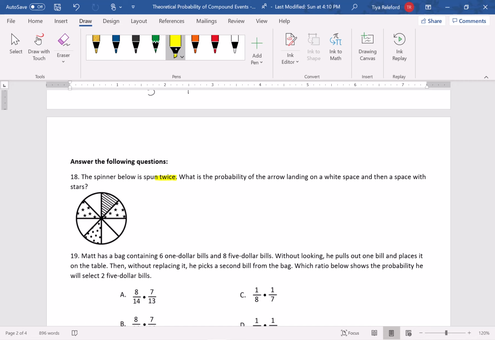The spinner below is spun twice. That's 2 times. What is the probability of an arrow landing on a white space and then a space with stars? So we want white and we want stars. How many whites are there? 1, 2, 3, 4. Out of how many total? 8. And how many stars are there? 3 out of 8.